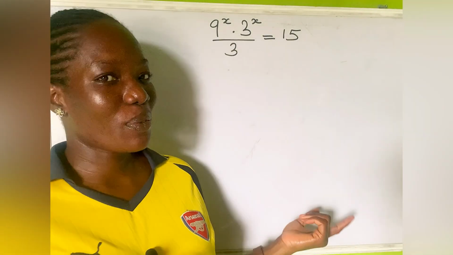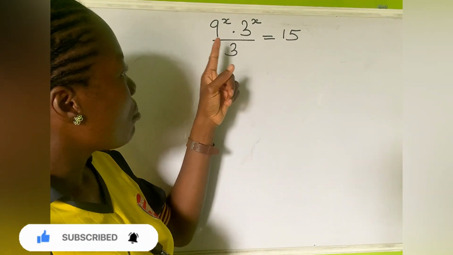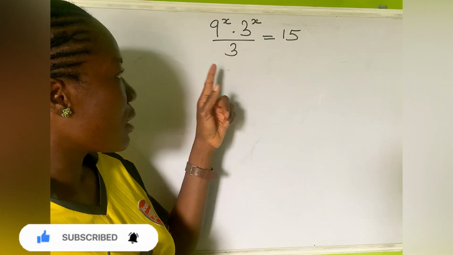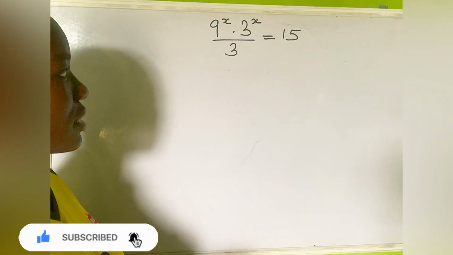Hello guys, let's solve this question together, okay? So we have 9 to the power of x multiplied by 3 to the power of x, all over 3, is equal to 15. And we're looking for the value of x in this equation, okay? This is a very interesting question.